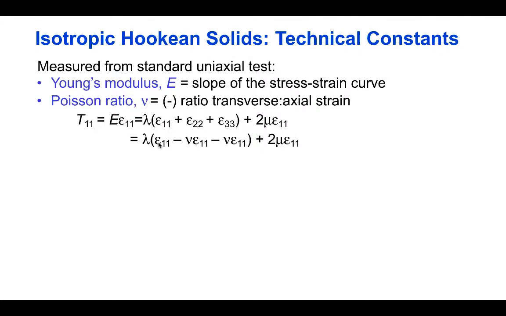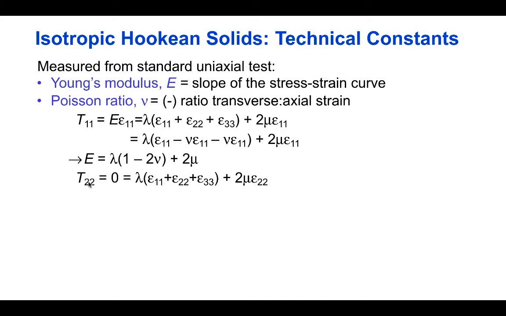So we get lambda times (epsilon 11 minus nu times epsilon 11 minus nu times epsilon 11) plus 2 mu times epsilon 11. So now we have a relationship between T11 and epsilon 11 in terms of the Lamé constants and the Poisson ratio that we can equate to the Young's modulus E. So that gives us that E is equal to lambda times (1 minus 2 nu) plus 2 times mu. So this is the example that we just did a moment ago.